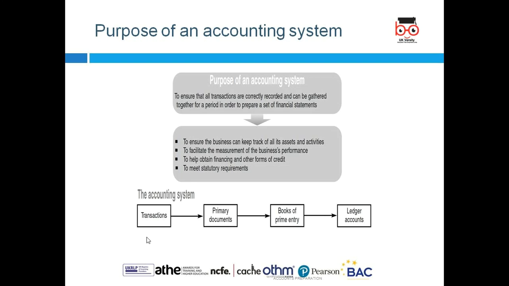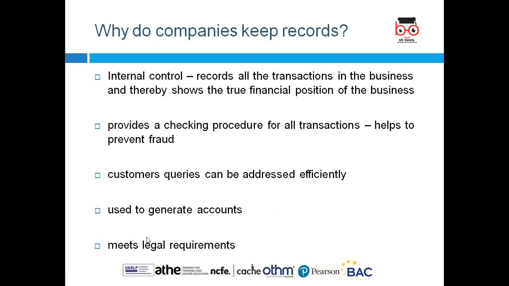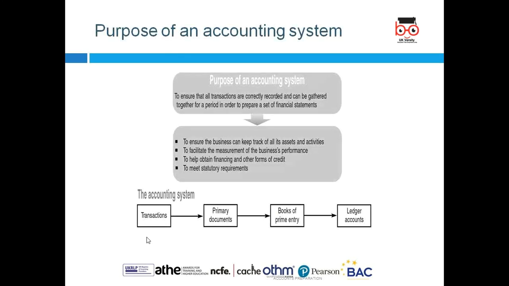Then we have a primary document that provides a lot of information. Primary documents are sale invoices and purchase orders. Then we have books of prime entry, such as the sales day book and purchase day book in accounts. We carry on recording there. Those provide the information: product A, product B, product C.